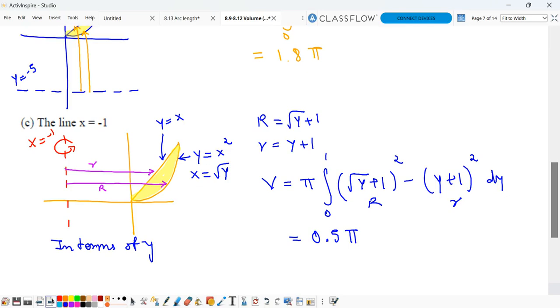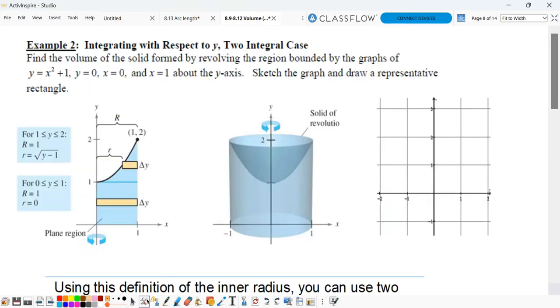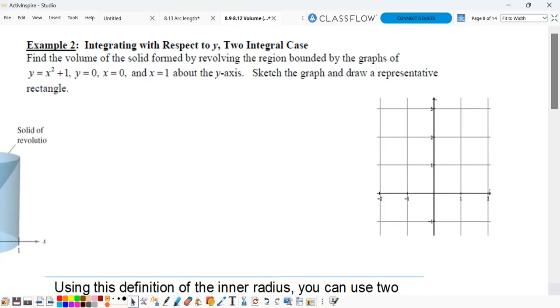Sometimes we have to set up the integral in two pieces. So let's take a look at that example here. X squared plus 1. This is the x squared. Y equal to 0 is the x-axis. X equal to 0 is the y-axis. X equal to 1 is this. So we have this region, revolving about the y-axis, which means the shape would look like this.